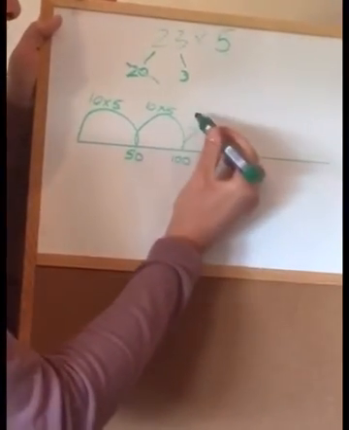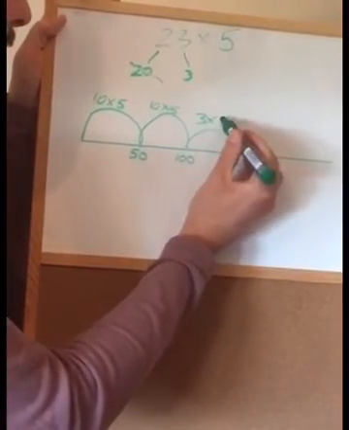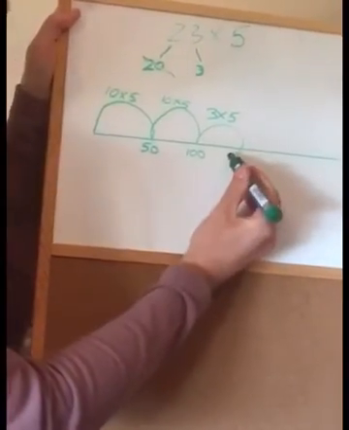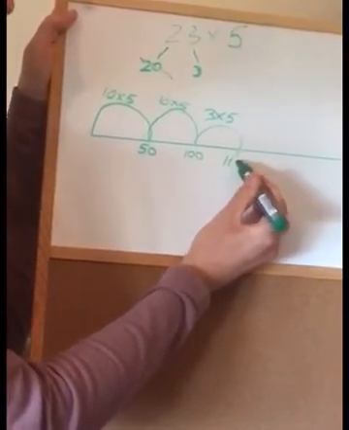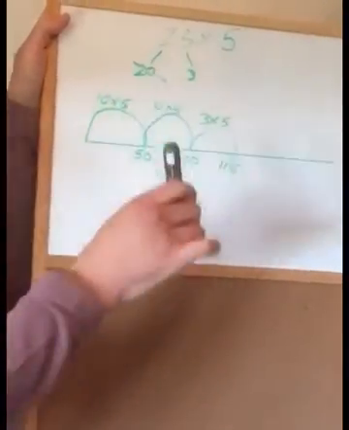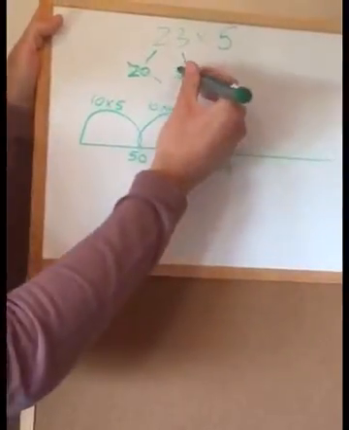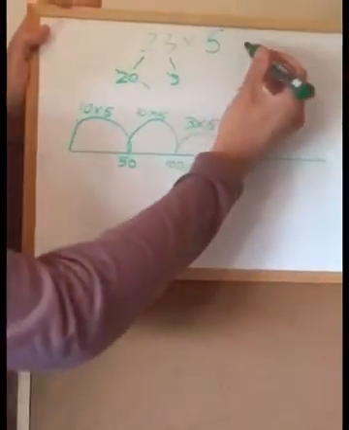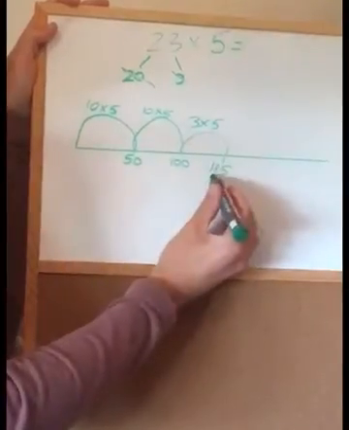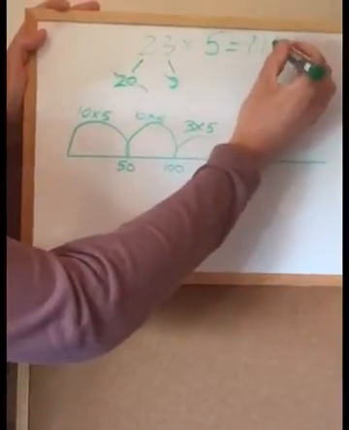So I'm going to add 15 to 100, and I have 115. So I've worked out what 20 times 5 is, I've worked out what 3 times 5 is, I've added them together. I know that 23 times 5 is 115.